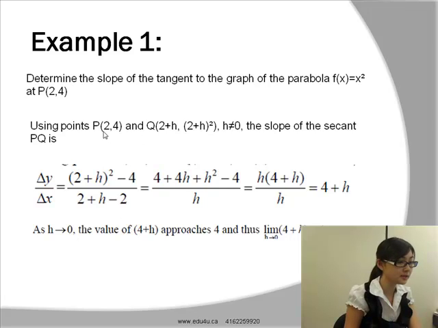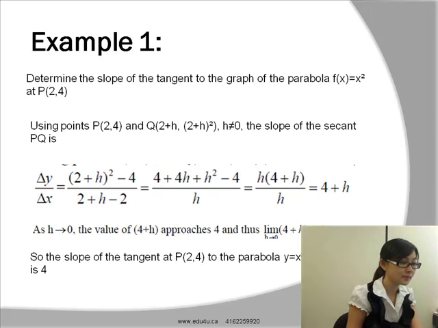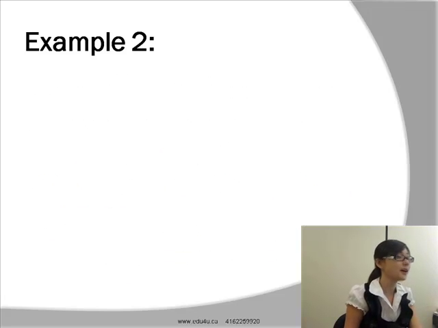As h approaches 0, which means as Q gets closer and closer to P, the value of 4 plus h approaches 4, and thus the limit as h goes to 0 of 4 plus h is equal to 4. So the slope of the tangent at P of 2, 4 to the parabola y equals x squared is 4.